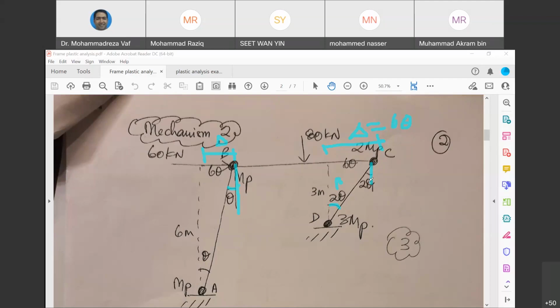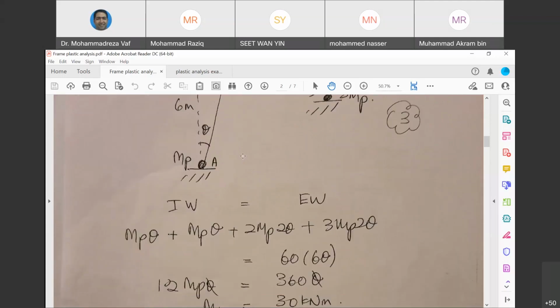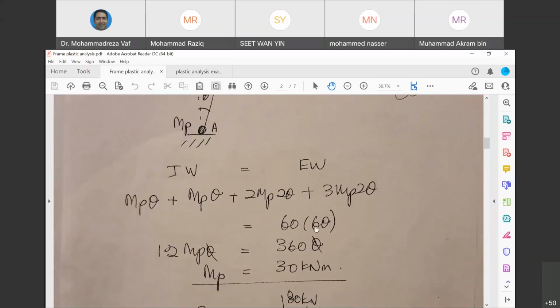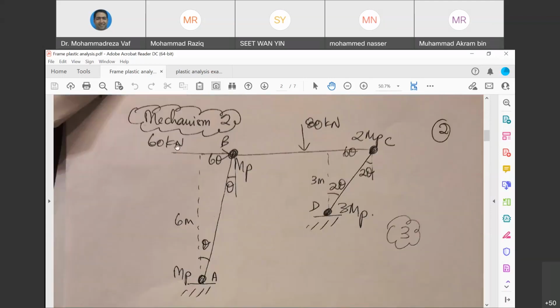And right now you can calculate the internal work and external work. Since this 80 kilonewton doesn't have any vertical movement and it is only lateral movement, what we have is only the external work done by this 60 kilonewton, because this is the one that has moved. There is no vertical movement here. So for the external work, you have only this 60 kilonewton multiplied by this delta, which equals 6 theta. So 60 multiplied by 6 theta is the external work.